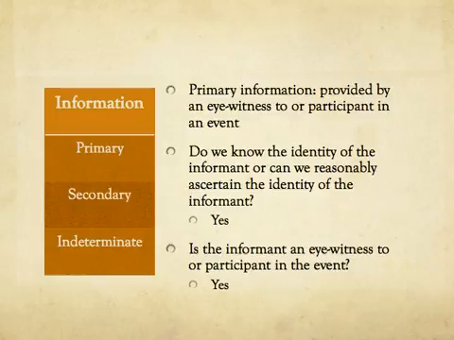Primary information is provided by an eyewitness to or participant in an event, and the informant must be cognizant of the event. This is a mother saying that she gave birth to a baby girl that she named Sarah on July 14, 1887. The mother was present and an eyewitness to the event. She participated in the naming of the child and knew the date in which the child was born. So considering our two questions, in order for something to be classified as primary information, we must know the informant, and the informant must have been an eyewitness.